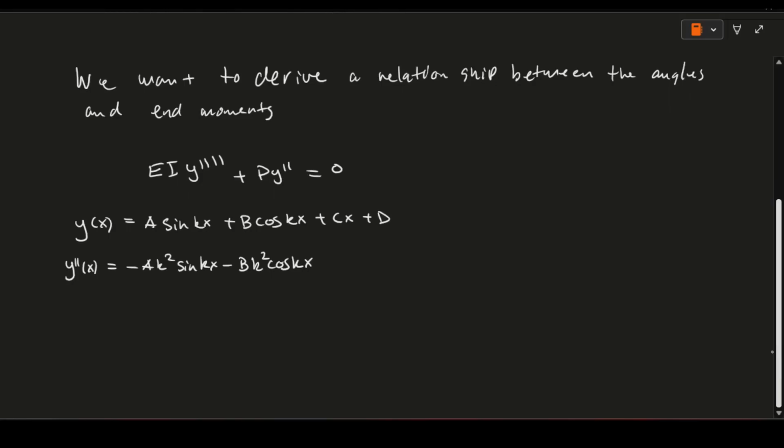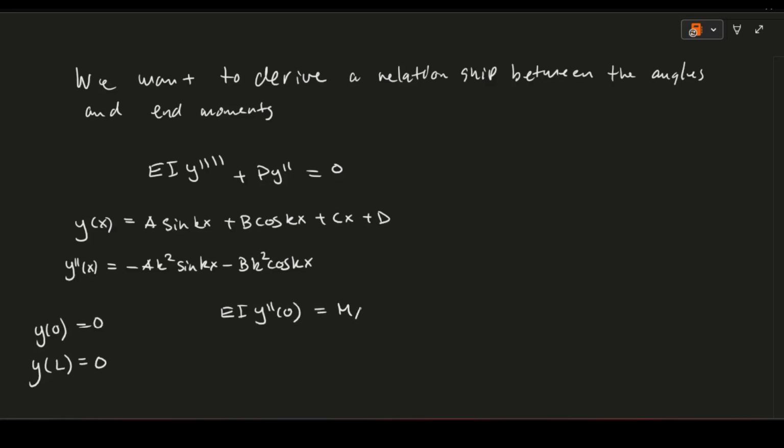Our boundary conditions, it's a simply supported beam, so we know that y at 0 is equal to 0 and y at L is equal to 0 as well. And we know that we have a moment at A and a moment at B. So EI y prime prime at 0 is equal to MA, and EI y prime prime at L is equal to MB.